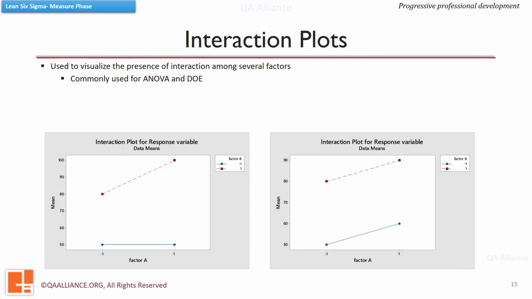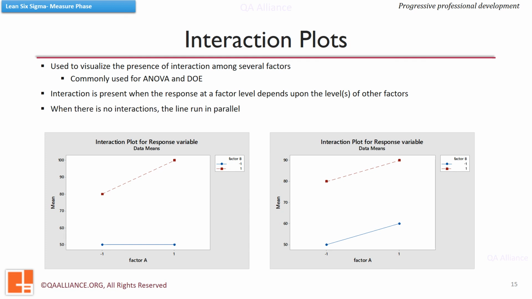As discussed on the previous slide, the interaction plots are also used in ANOVA and DOE. These are used to visualize the presence of interaction among several factors. We say interaction is present when the response at a factor level depends upon the levels of other factors. When there is no interaction, the lines run in parallel, as we can see in the right-hand side chart.